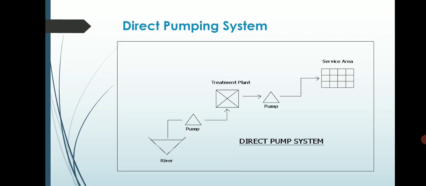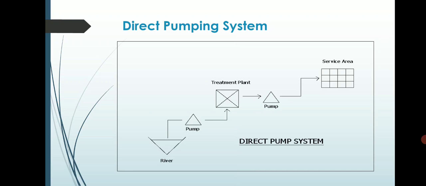Then going forward to the direct pumping system. Direct pumping system is actually the opposite of the gravity flow system. Here the source is in the lower elevation and the service area is in the higher elevation. Here we can see that we need a pump, so it is called a direct pumping system.